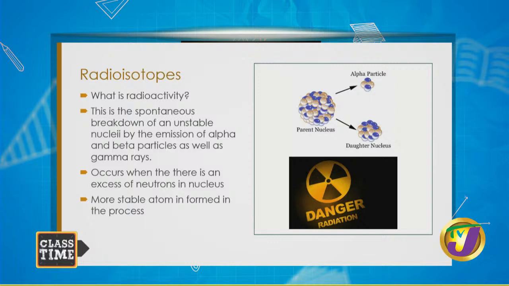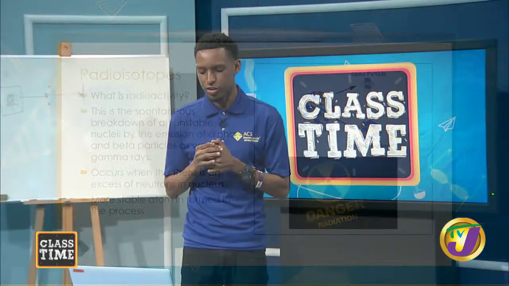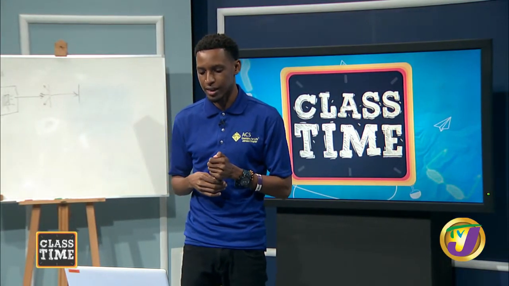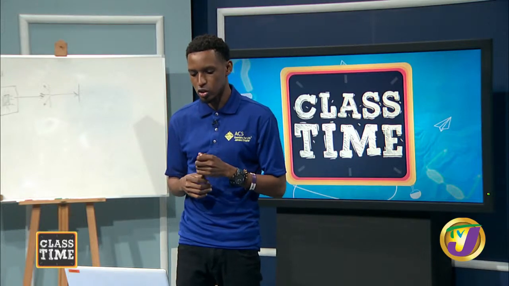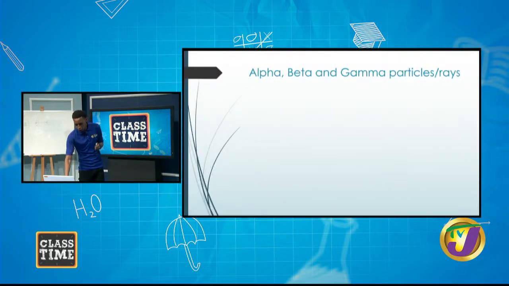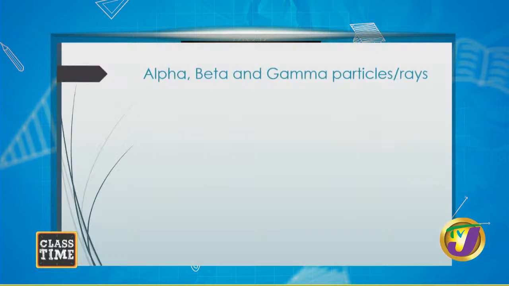And that daughter nucleus is thus more stable than the parent nucleus because it gave off some of its mass. It's not as compact as before. So this daughter nucleus is a lot more stable than the parent nucleus. And as the slide says, it occurs when there is an excess of neutrons in the nucleus and the more stable atom is formed in the process. Now let's have a look at these forms of radiation.